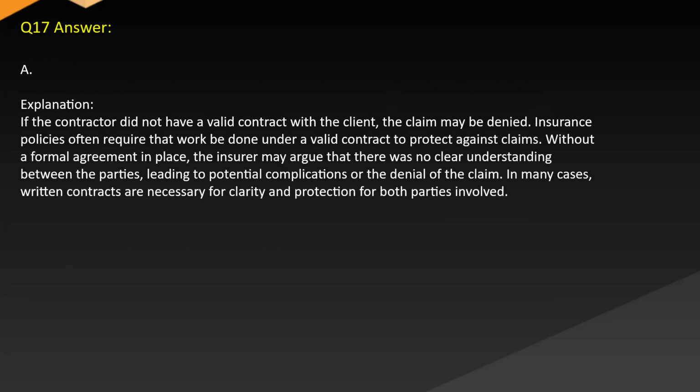Answer: A. Explanation. If the contractor did not have a valid contract with the client, the claim may be denied. Insurance policies often require that work be done under a valid contract to protect against claims. Without a formal agreement in place, the insurer may argue that there was no clear understanding between the parties, leading to potential complications or the denial of the claim. In many cases, written contracts are necessary for clarity and protection for both parties involved.